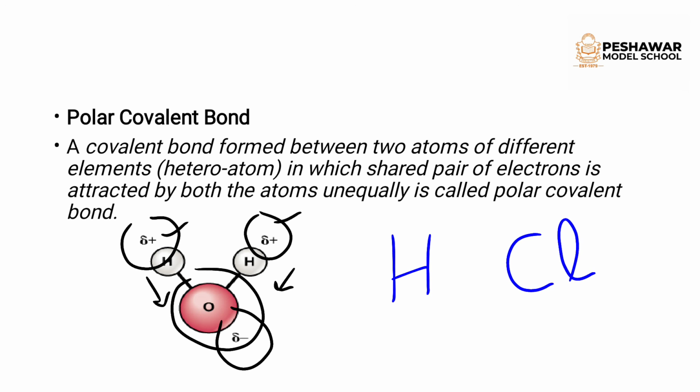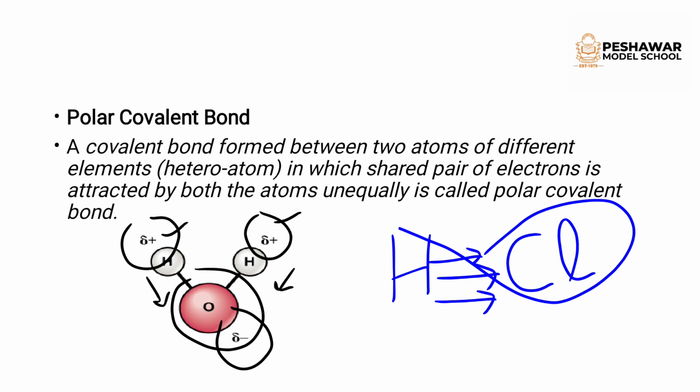between H and Cl, the chlorine atom is more electronegative, so chlorine will attract the shared pair of electrons more towards itself, and in this way two poles are created. Chlorine will have a partial negative charge, hydrogen will have a partial positive charge, and in this way this molecule is called a polar molecule, because you can see the two poles in this molecule, that is a positive pole and a negative pole.